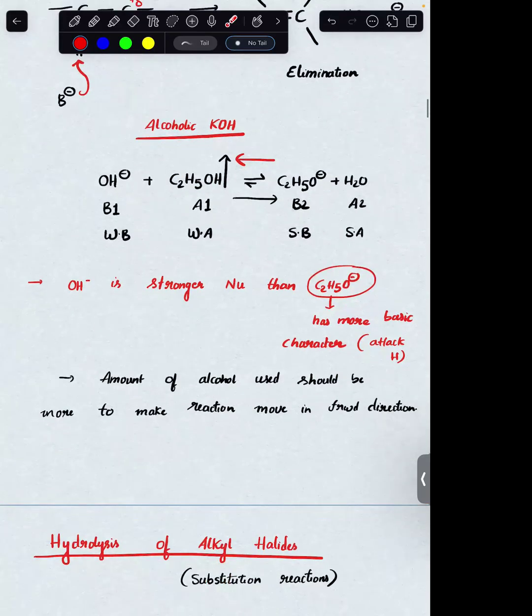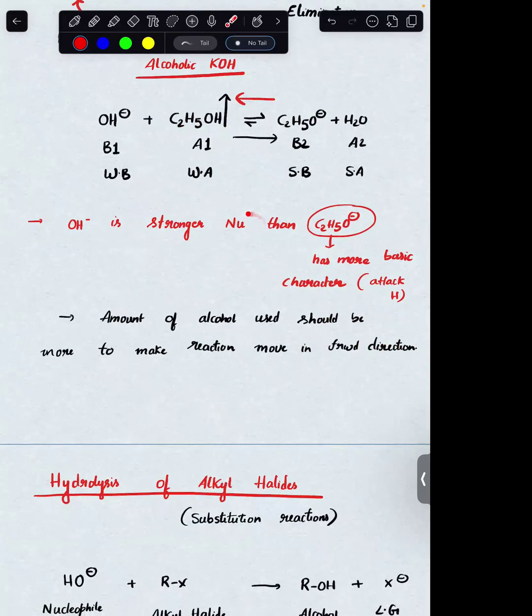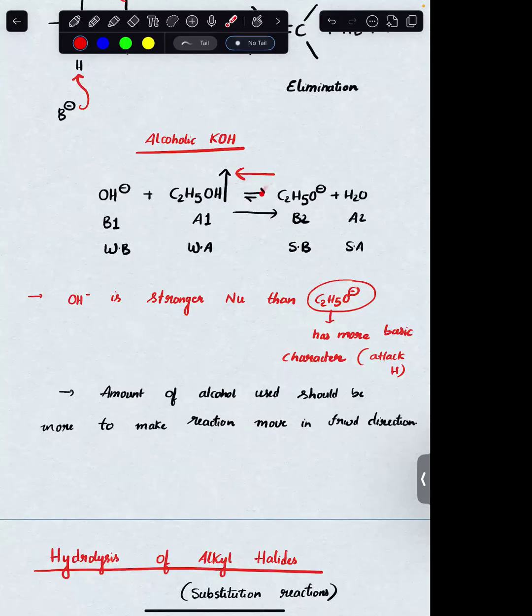OH minus is a stronger nucleophile than C2H5O minus. C2H5O minus has more basic character, hence it will be attacking the H positive. The amount of alcohol used should be more to make the reaction move in the forward direction. If the reaction is moved in the forward direction, then only can I have significant alkoxide.